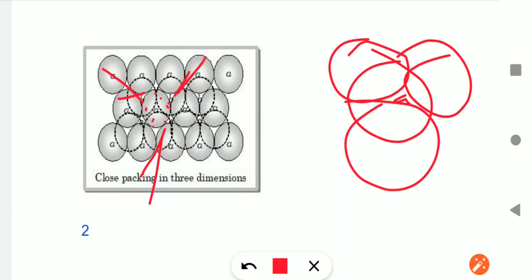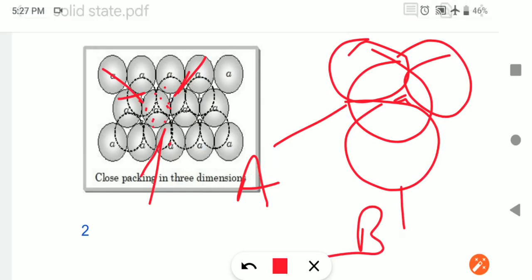So consider the gray colored sphere as layer A and the three black colored spheres as B. If you place another layer, I am changing the color.